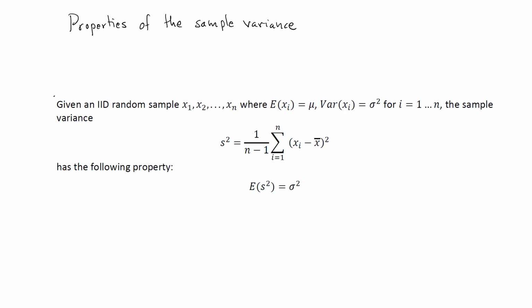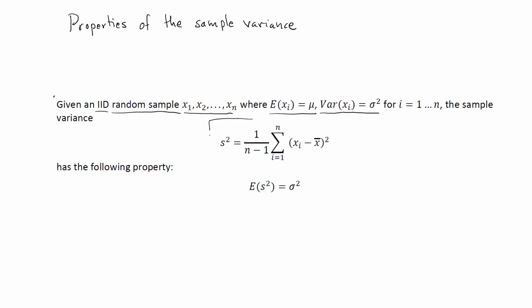Let's have a look at a few important properties of the sample variance. I have a random sample, x1 through xn. That is, my random variables x1 through xn are independent and identically distributed. We denote the expected value of xi by mu, and we denote the common variance of xi by sigma square.